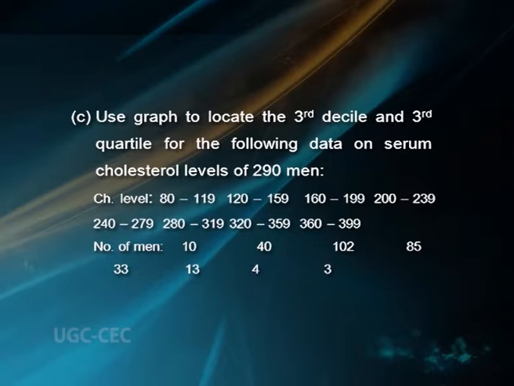Next question: use a graph to locate the 3rd decile and 3rd quartile for the following data on serum cholesterol levels of 290 men. Cholesterol levels: 80 to 119, 120 to 159, 160 to 199, 200 to 239, 240 to 279, 280 to 319, 320 to 359 and 360 to 399. The corresponding number of men: 10, 40, 102, 85, 33, 13, 4 and 3.